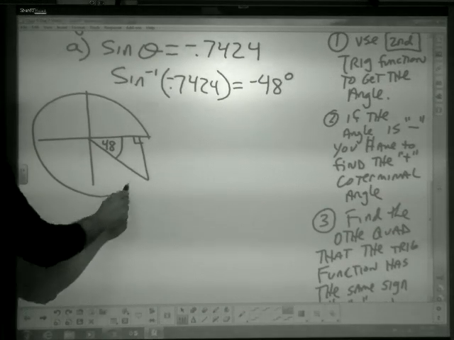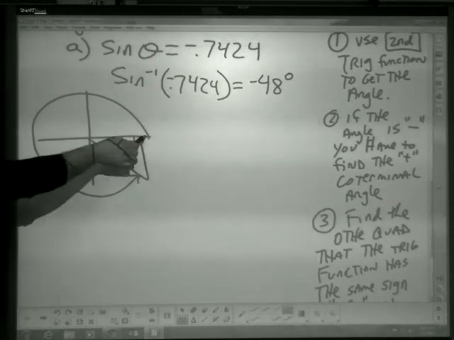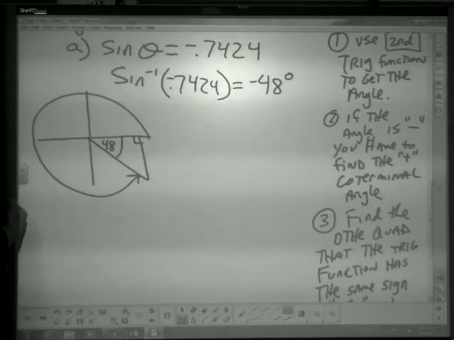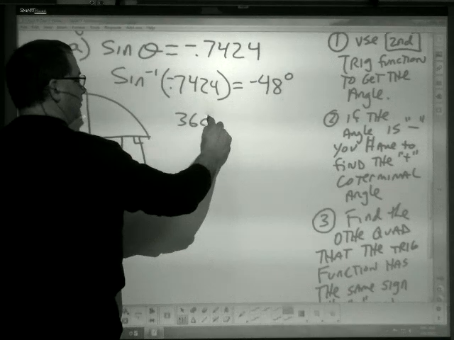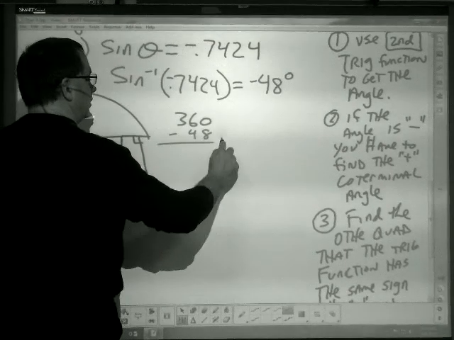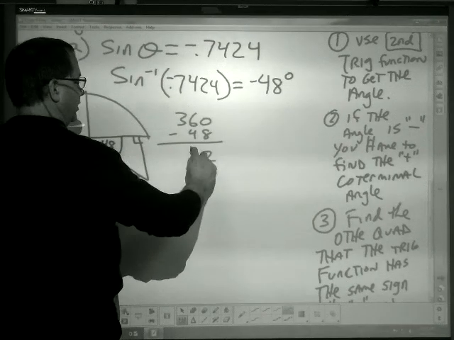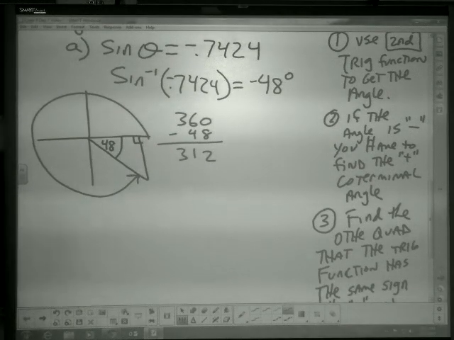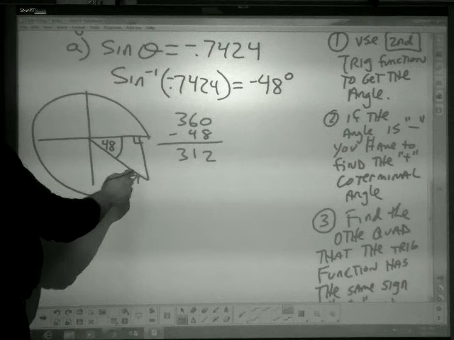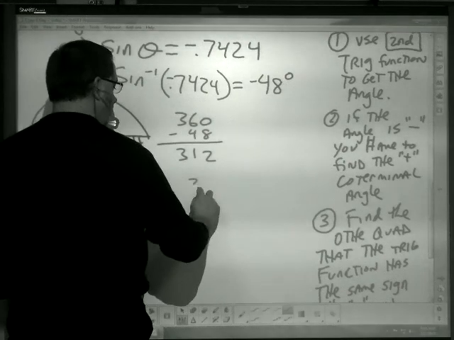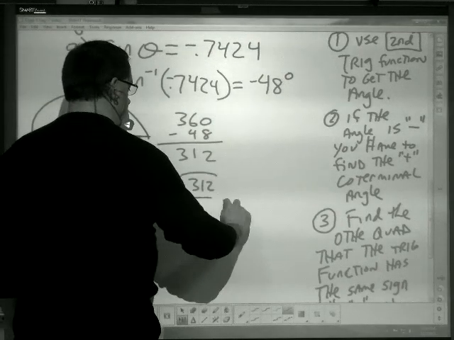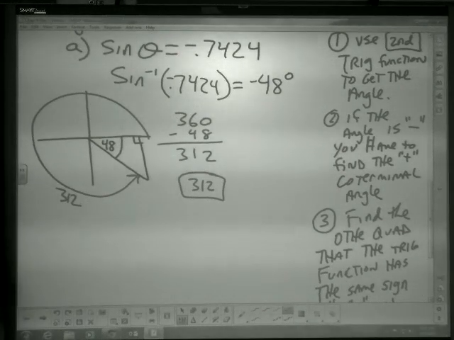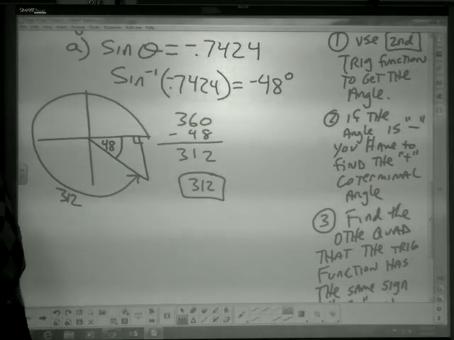So the first thing I'm going to do is ask myself, how far is it to go all the way around to here if this is negative 48? Well, 360 minus 48 is 312. So 312 is one of my answers. So 312 is an answer. That's 312.